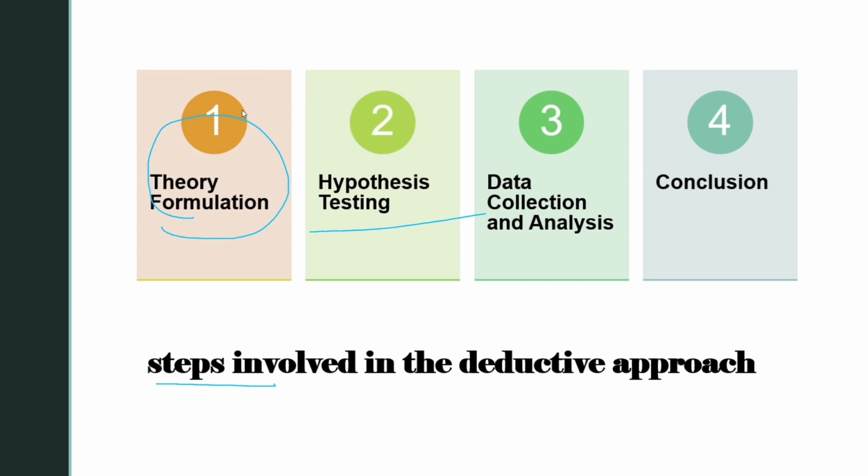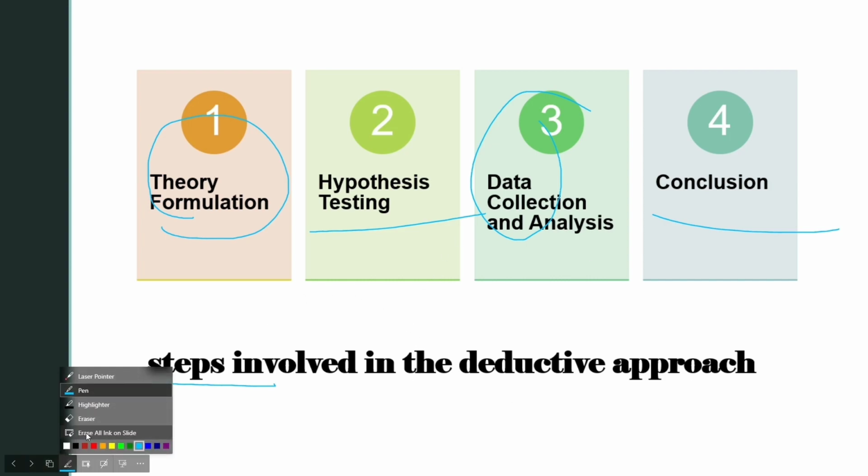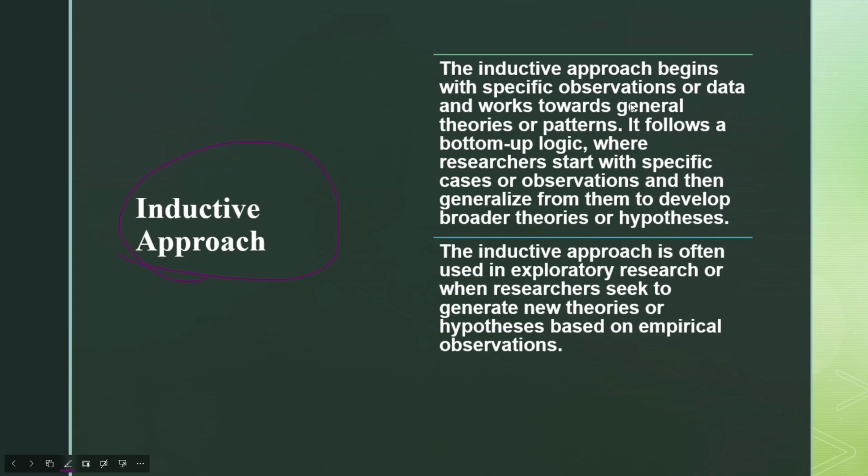Researchers collect the data or the evidence to test the specific hypothesis derived from a general theory. Then comes the conclusion. Based on the analysis of the data, the researcher will evaluate whether the evidence supports or contradicts the hypothesis, and by extension the general theory. Let's dig into the inductive approach. The inductive approach begins with a specific observation of the data and works towards general theories or patterns.